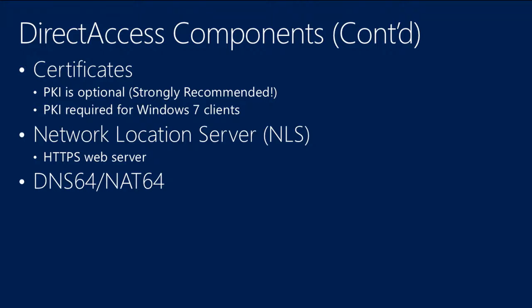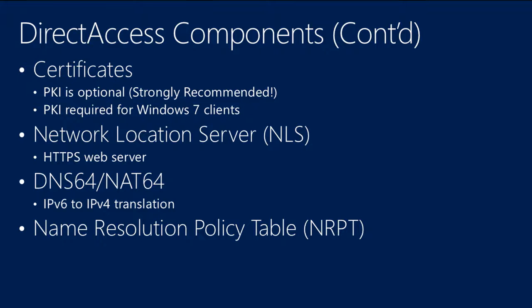Direct access also includes a couple of components called DNS64 and NAT64. As I'd mentioned earlier, Server 2008 R2 required IPv6 to be deployed on your corporate network, on your intranet. DNS64 and NAT64 is what enables direct access clients now to talk to IPv4-only resources. So I don't have to deploy IPv6 on my CorpNet, thanks to the DNS64 and NAT64 protocol translators.